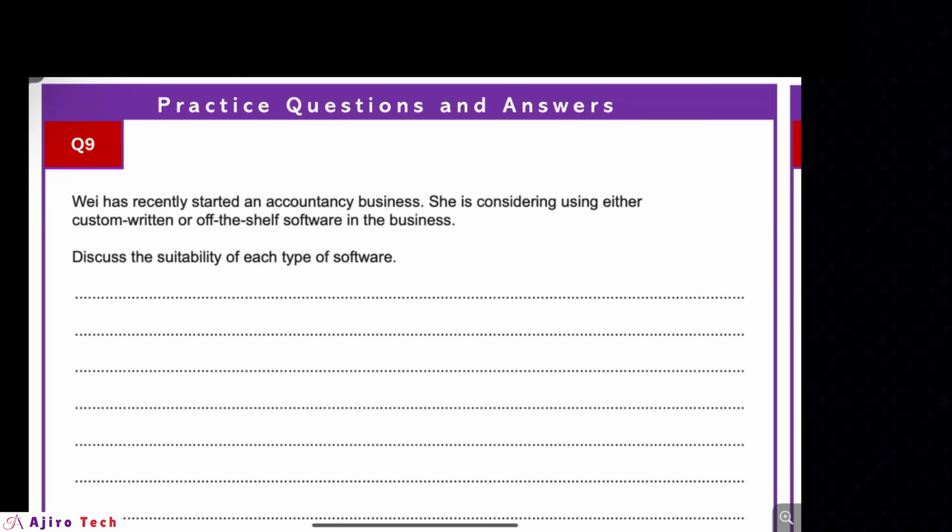Way has recently started an accountancy business. She's considering using either custom written or off-the-shelf software in the business. So this is chapter 2, hardware and software. Discuss the sustainability of each of the software. We'll talk about off-the-shelf. These are software that has been developed already. So you just get a license and use it. Custom written are the ones that are developed, tailored to that company only.